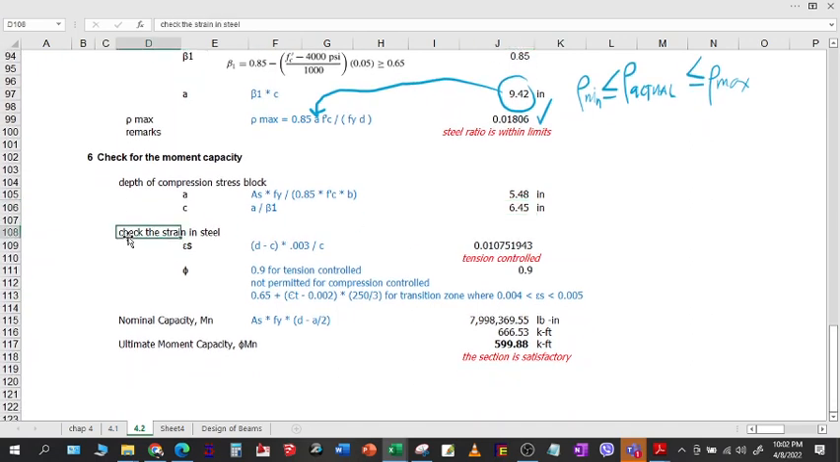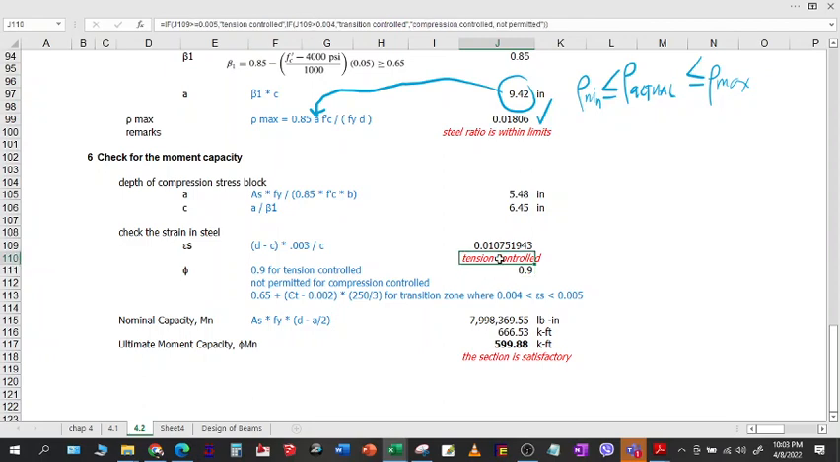Then after that, you check the strain in steel. Check if it is tension controlled, compression controlled, or transition controlled. Anything above 0.005 is tension controlled, anything below 0.002 is compression controlled, and between 0.004 and 0.005 will be your transition controlled. If tension controlled, automatically your phi is 0.9. If compression controlled, that is not permitted by the code. And if the value of your epsilon s is between 0.004 and 0.005, then use this formula. In my Excel file, the formula is this, and you can pause the video to copy or investigate this formula.